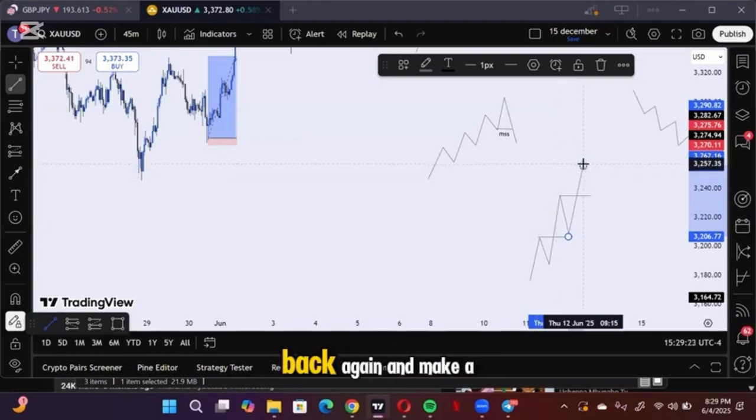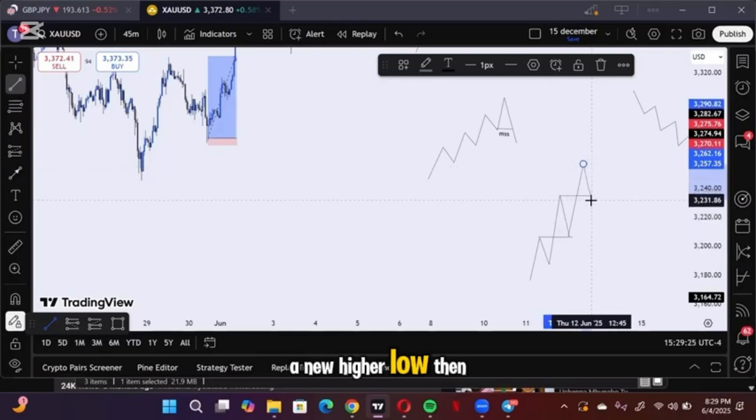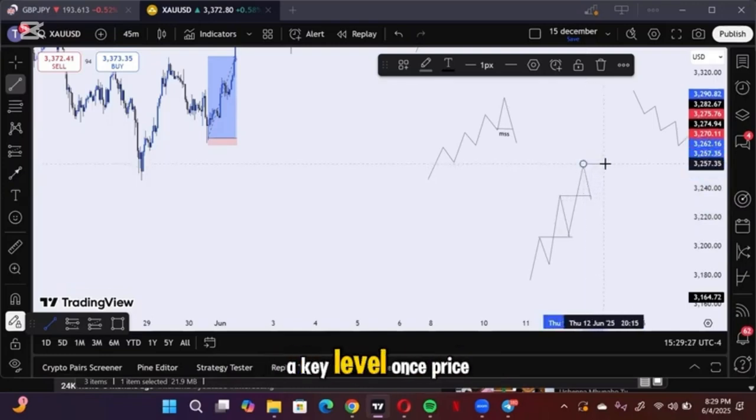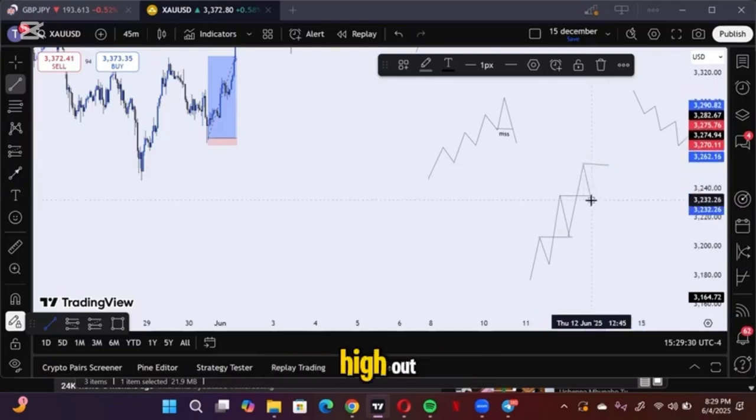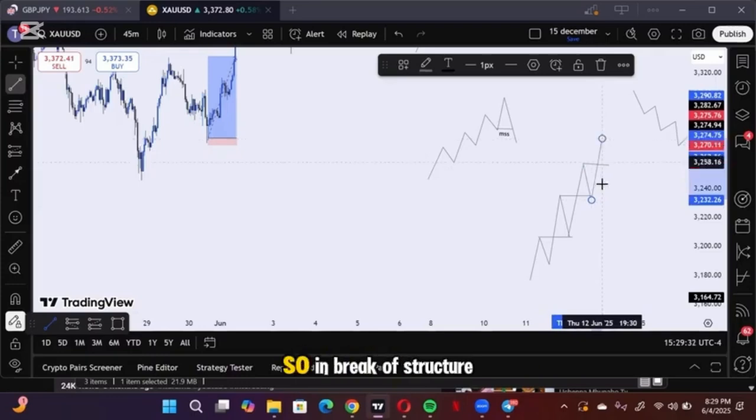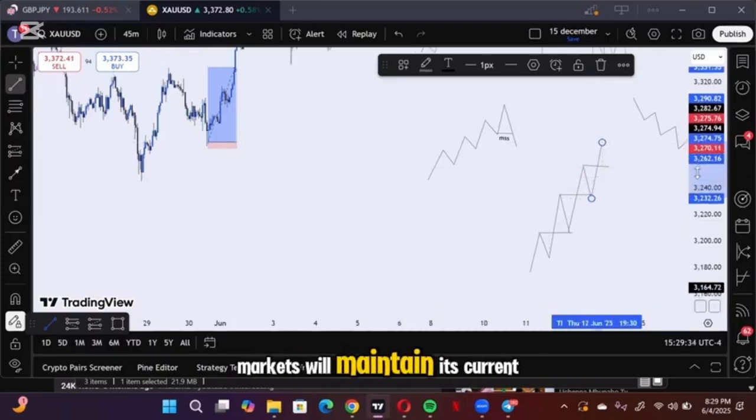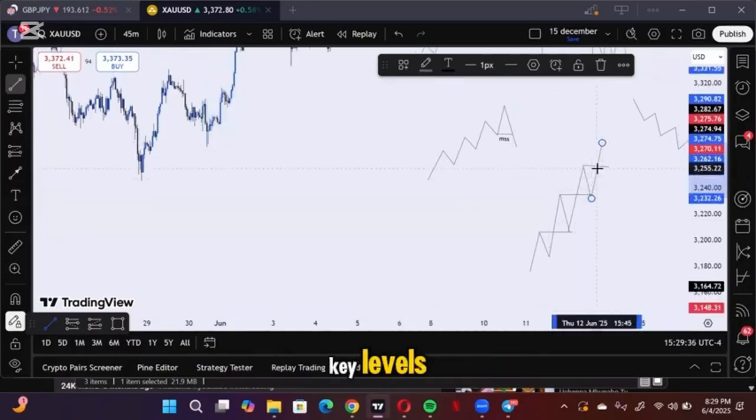So the market will pull back again and make a new higher low. Then this last high becomes a key level. Once price goes up and takes that high out, that's what you call a break of structure. So in break of structure, the market will maintain its current trend, but it will keep breaking key levels.